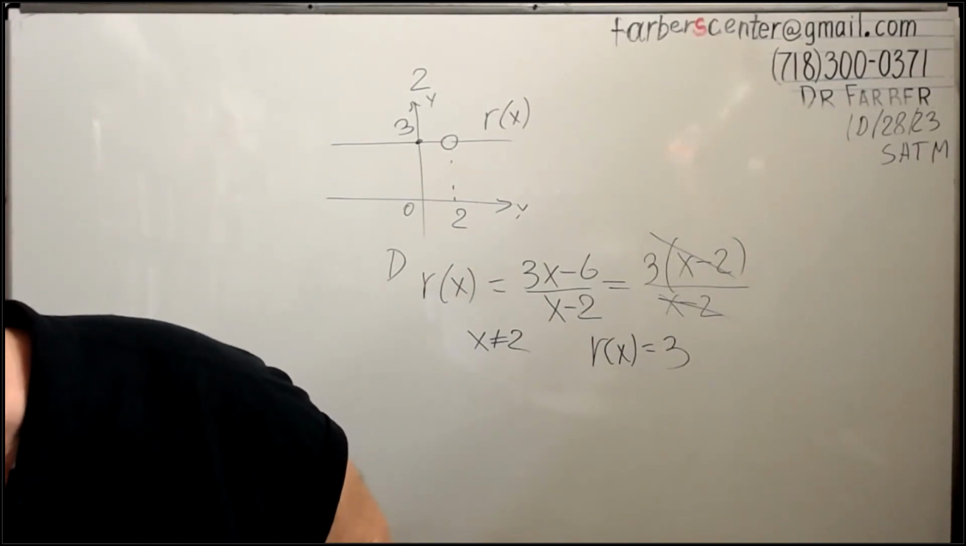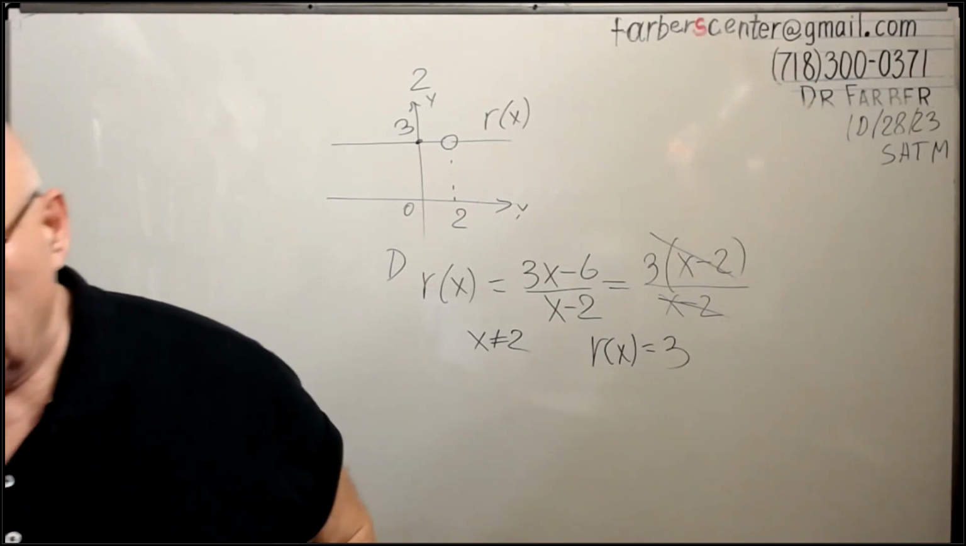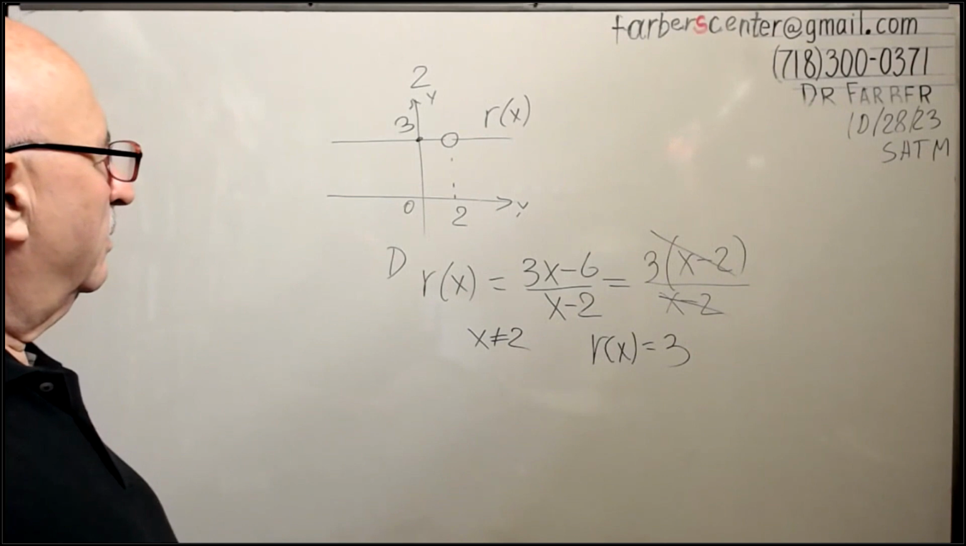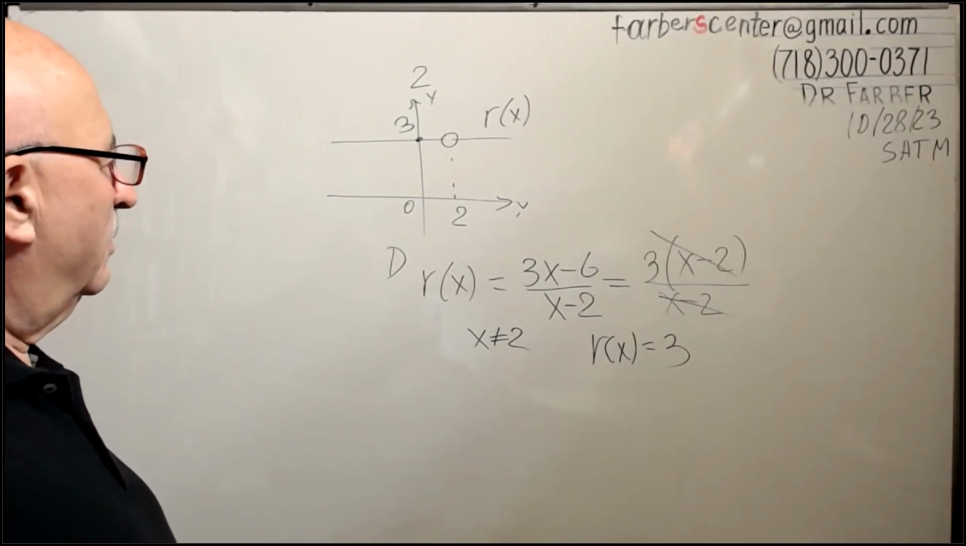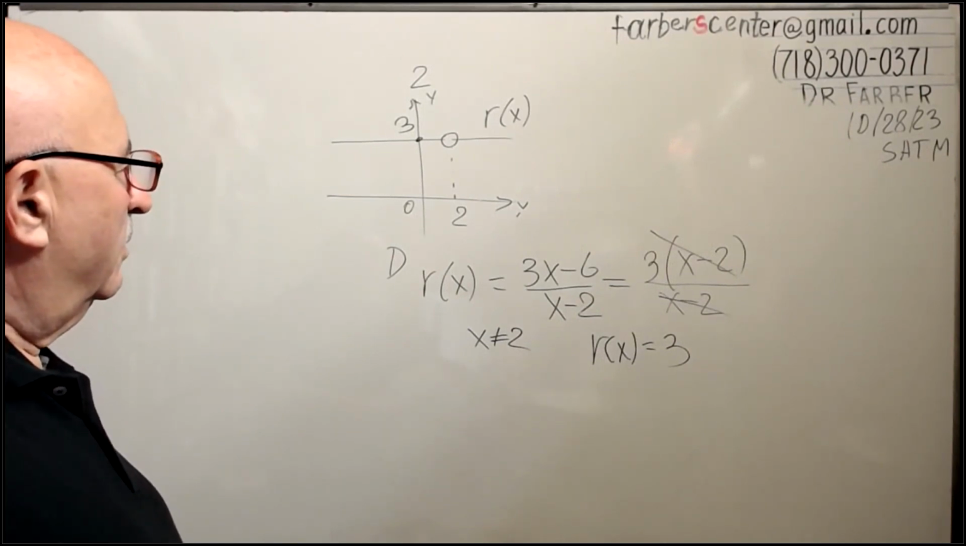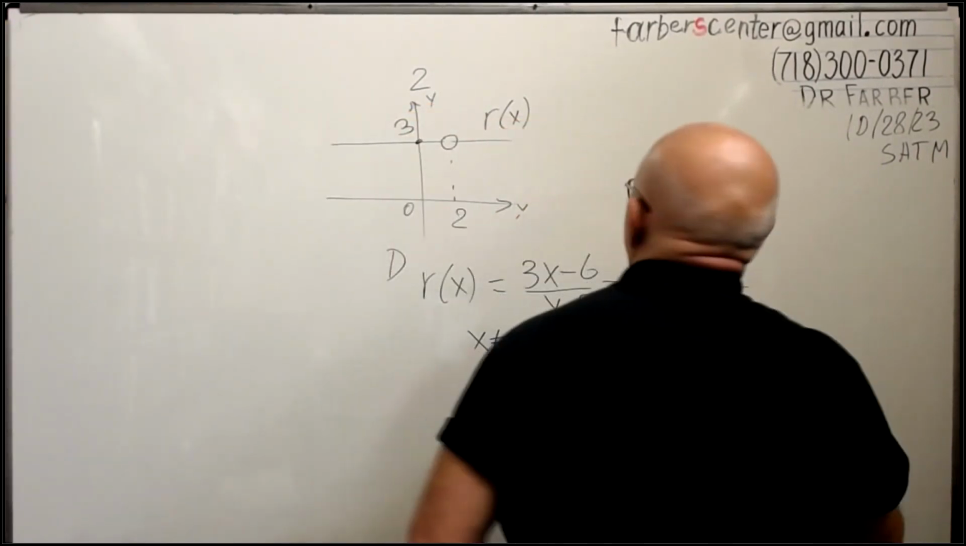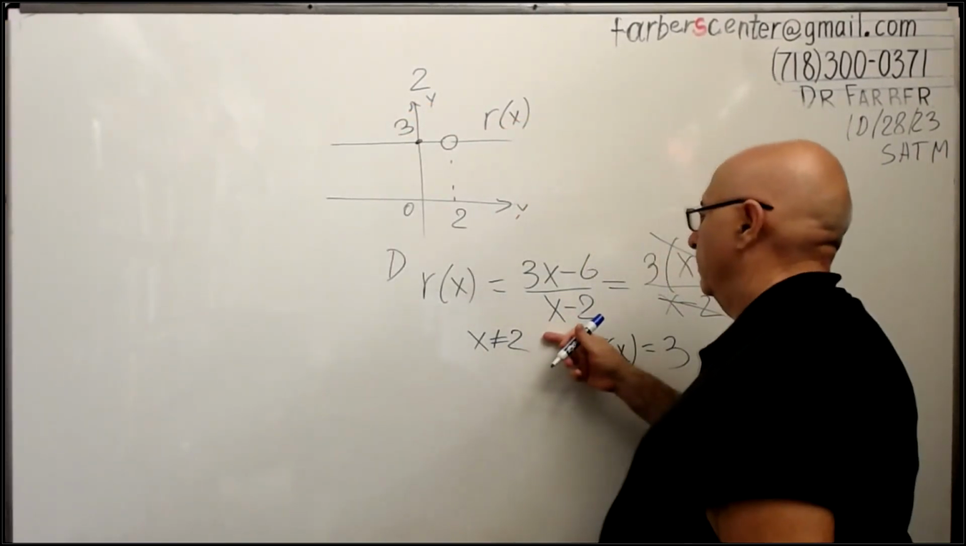Dr. Farber, in the scenario where the function is 0 and you're given this equation, you have to cancel out, you have to make the denominator 0? You have to write a restriction where the function does not exist.